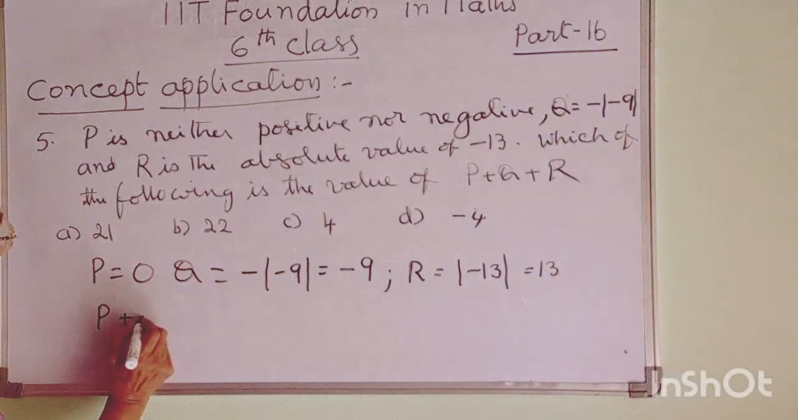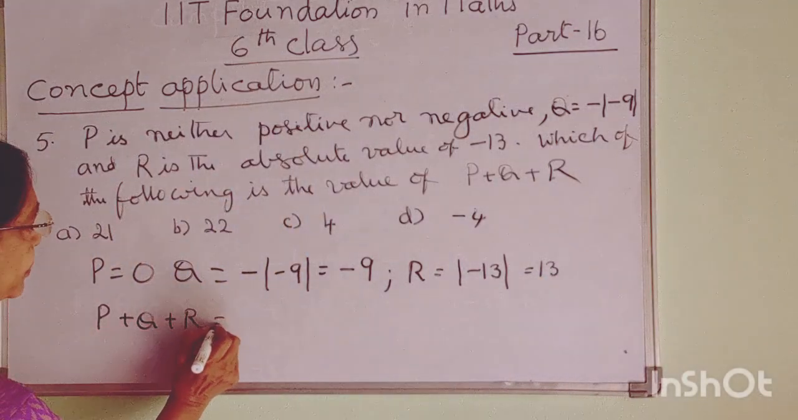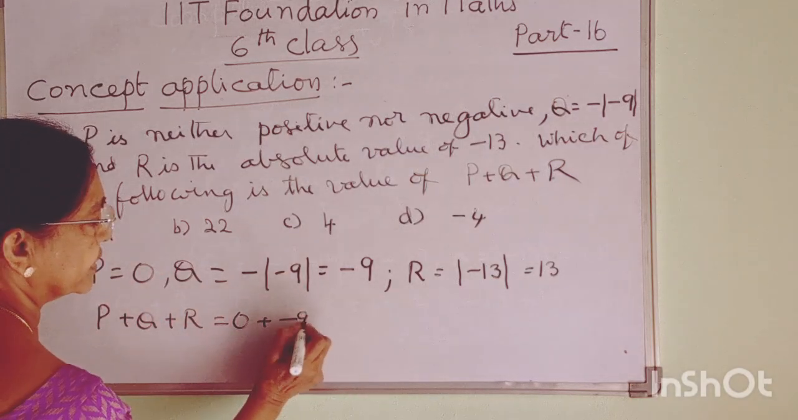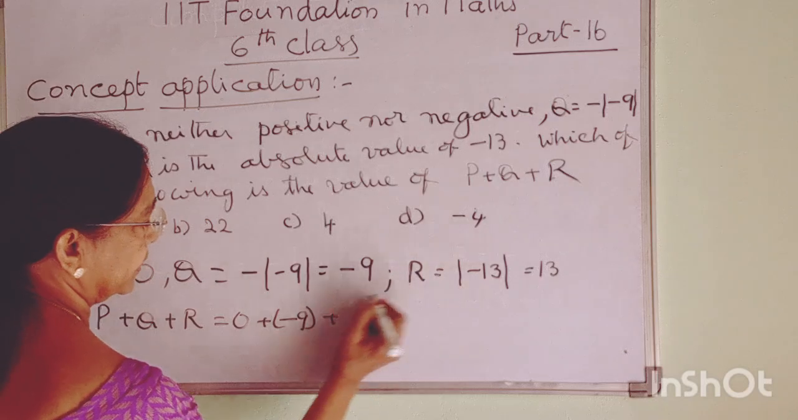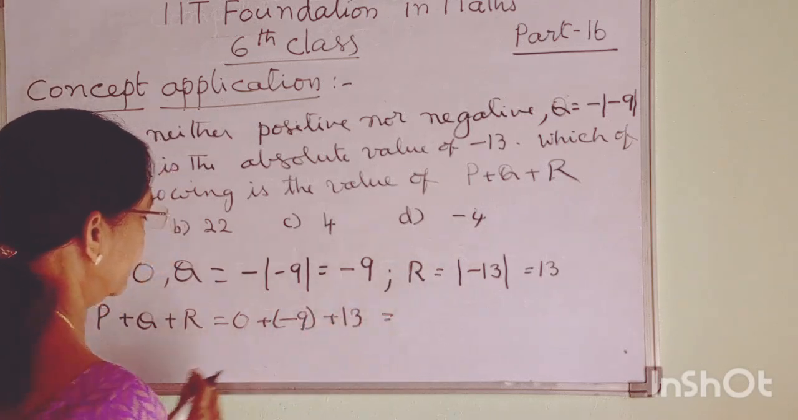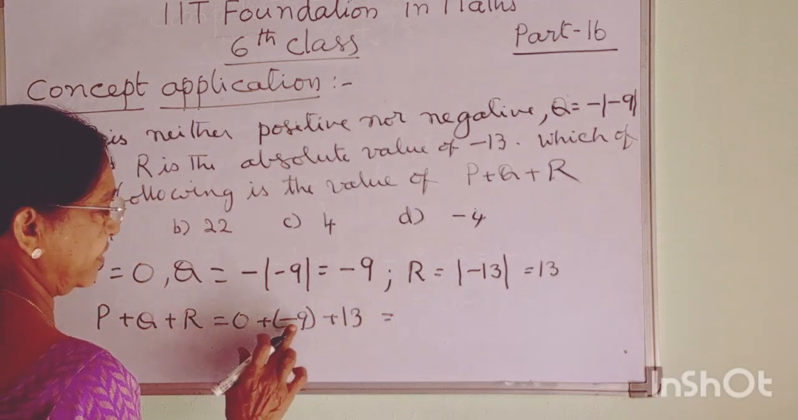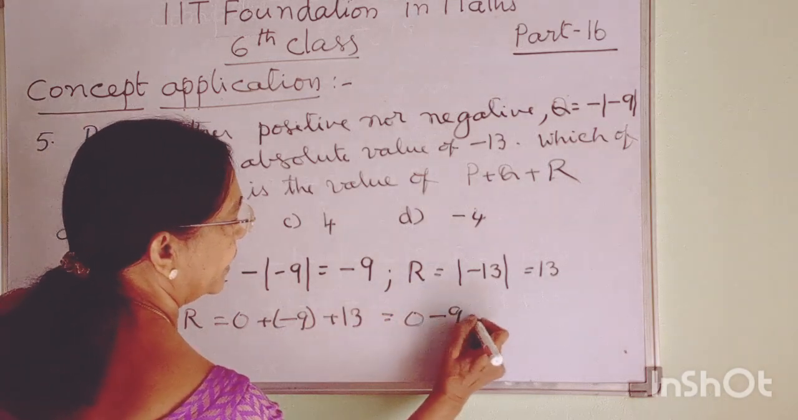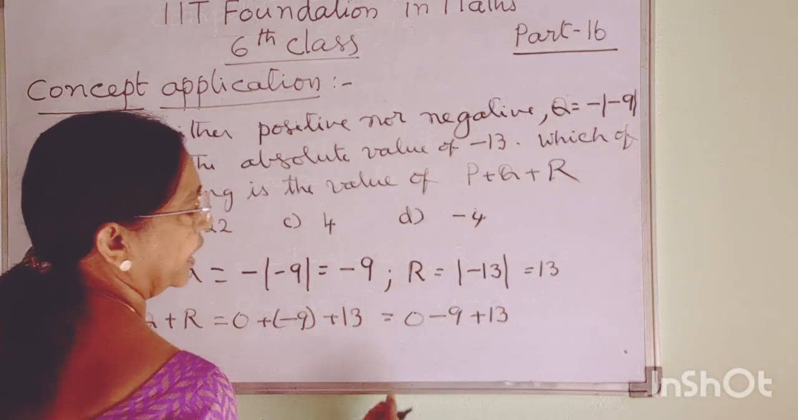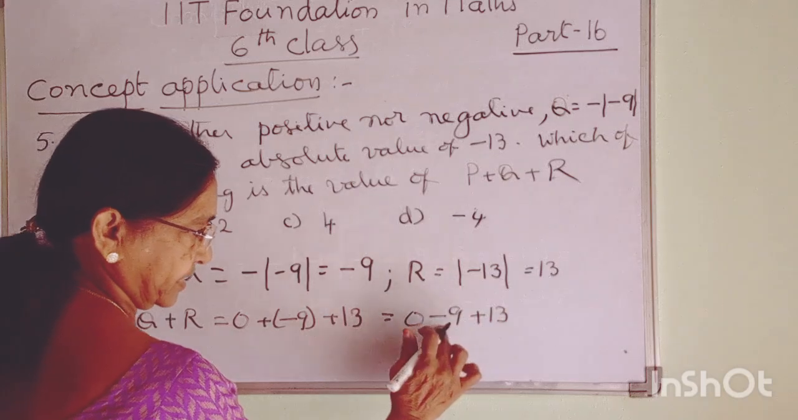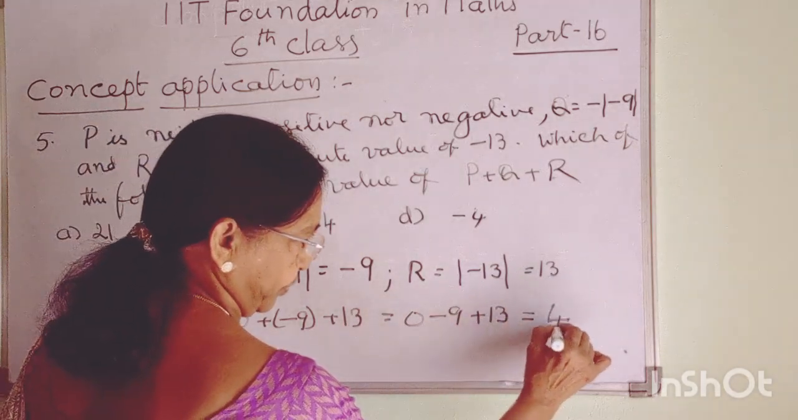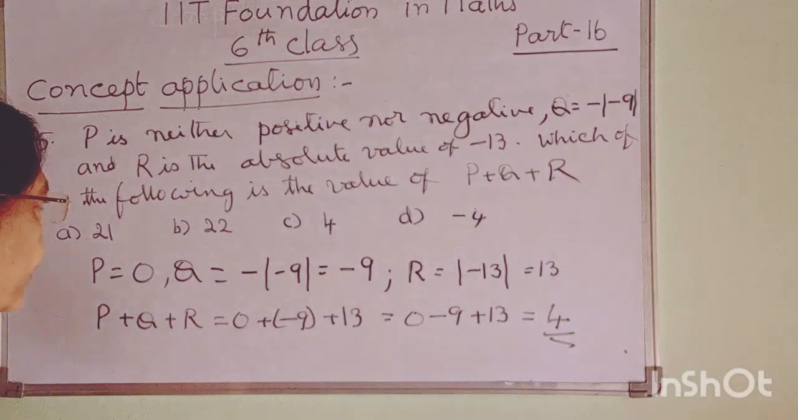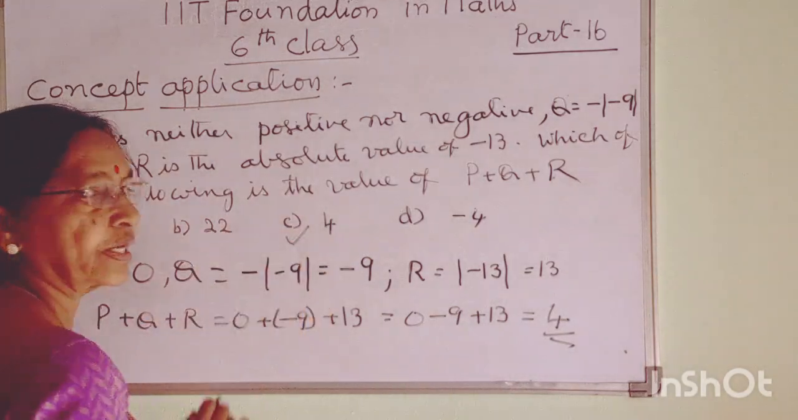Therefore P plus Q plus R is equal to 0, as P is 0 and Q is minus 9 and R is 13. So that is equal to 0 minus 9 plus 13. That is 13 minus 9, which is equal to 4. So the value of P plus Q plus R is equal to 4. That is, option C is correct.